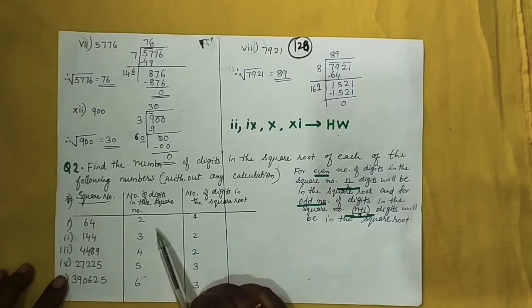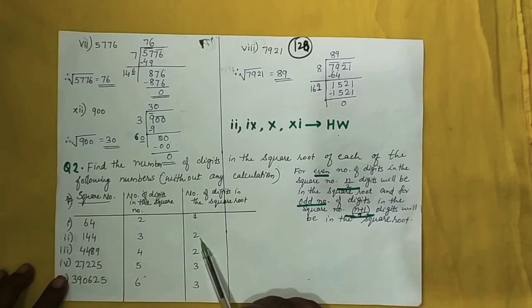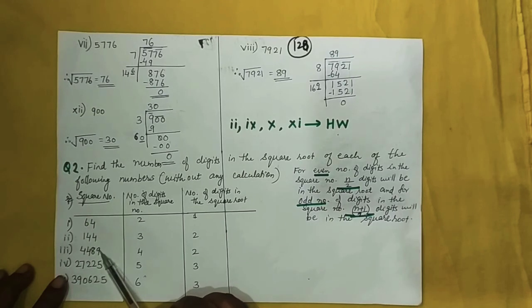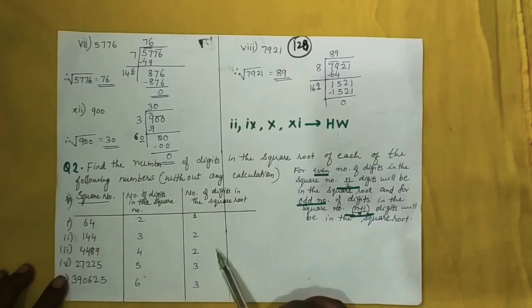So (n plus 1) by 2, that means 3 plus 1 is 4, 4 by 2 is 2. So 2 digits will be in the square root. Here, how many digits in 4489? 4 digits are there in the square number. So 4 is an even number, so n by 2, that means 4 by 2, which is 2. 2 digits will be in the square root.